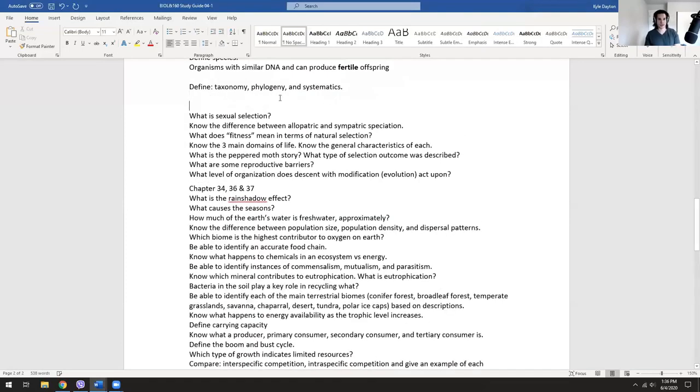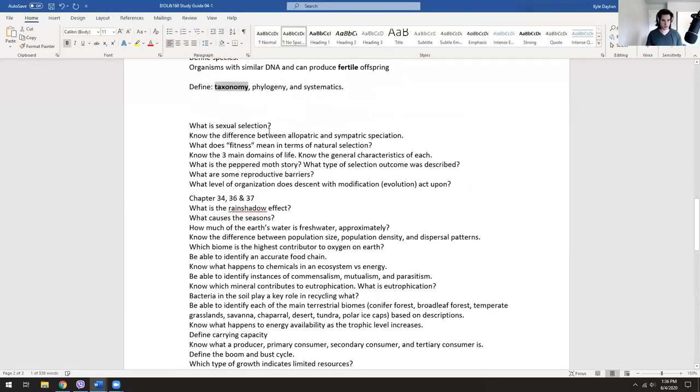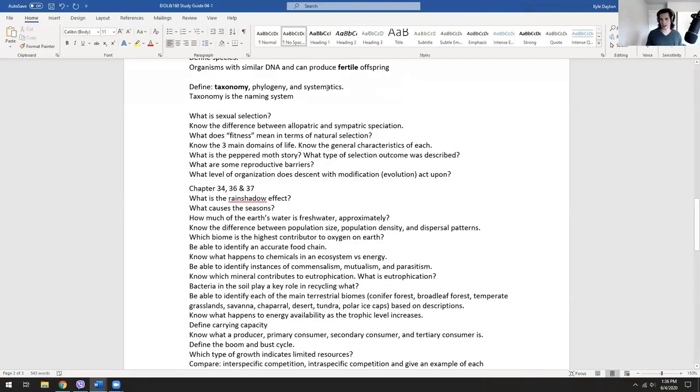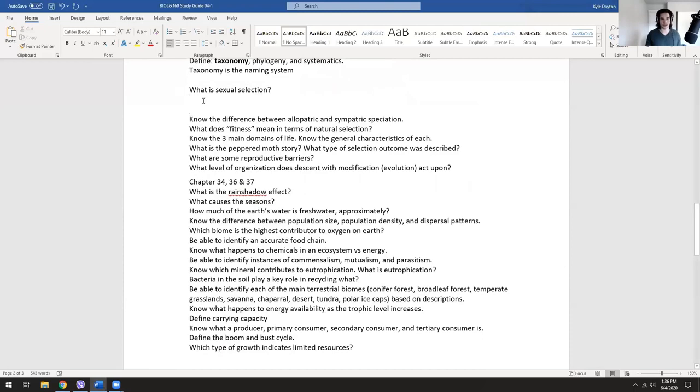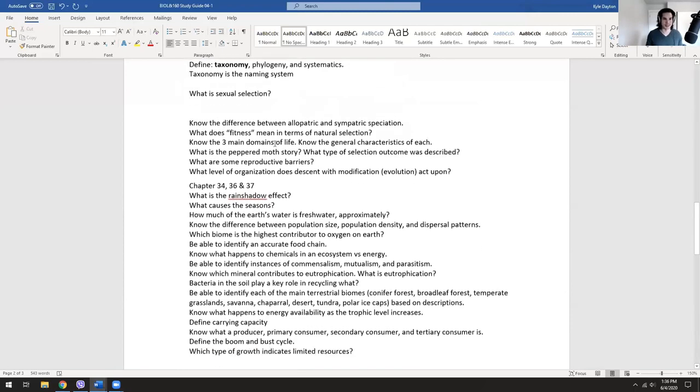Taxonomy, phylogeny, systematics. So the one I'm going to probably test on the test is taxonomy. So taxonomy is the naming system. I've got to fact check myself on that. I think that's what I had on the test, so we'll just roll with that. And if not, I'll just go back and change the test and make it taxonomy.